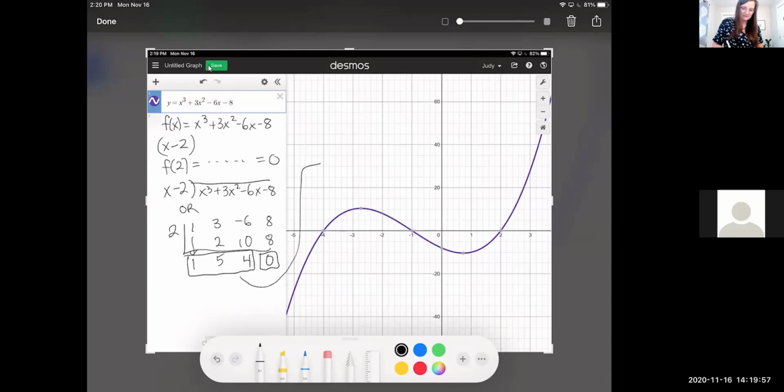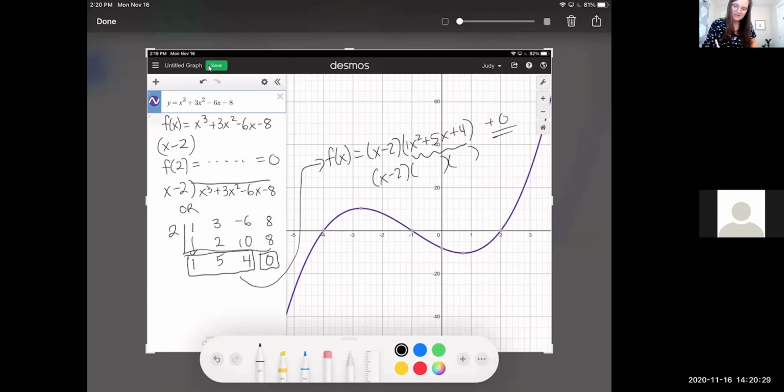What that tells me is that f of x is going to be x minus 2 times x squared plus 5x plus 4 plus 0, right? That's important because now I can take this, I can factor that with my regular factoring techniques, and then I can have all the other zeros. So once I have 1 zero, I see the rest of the zeros.